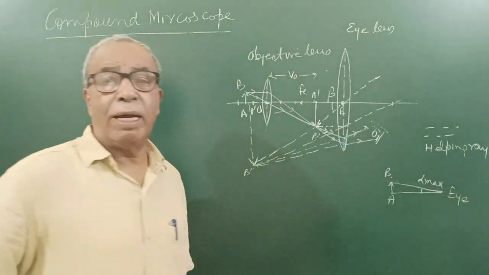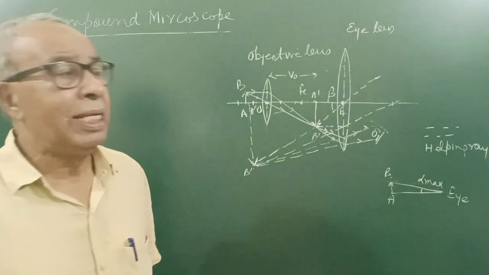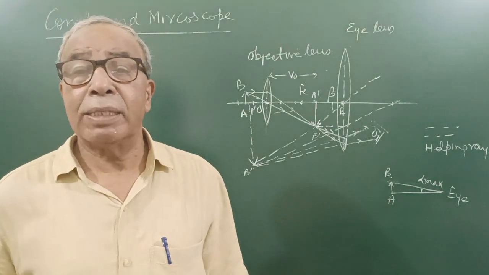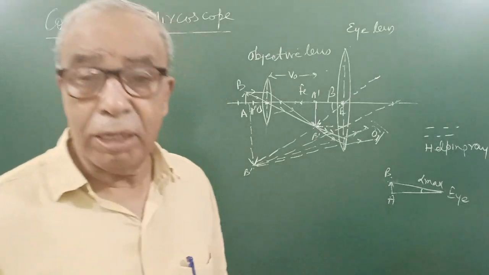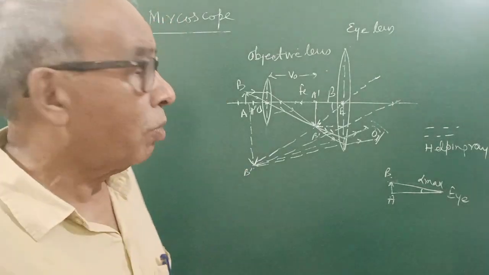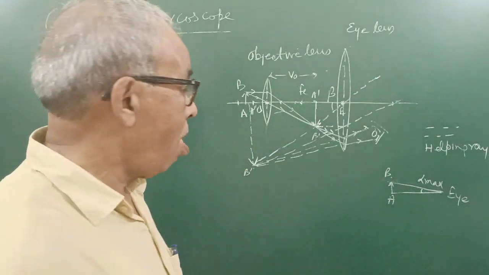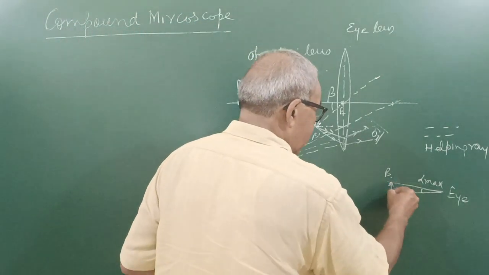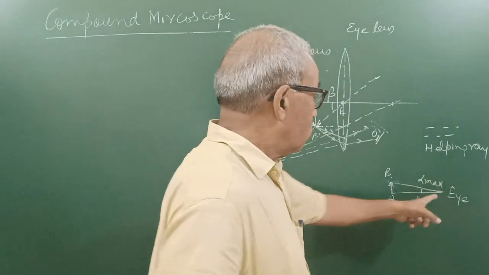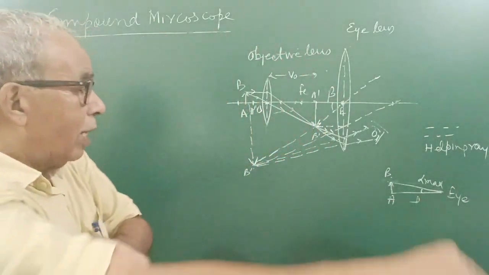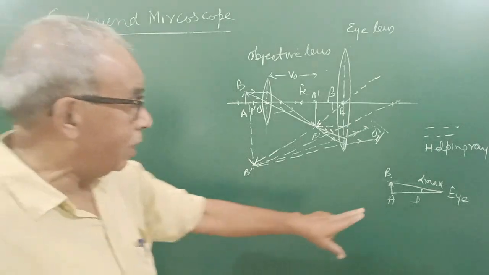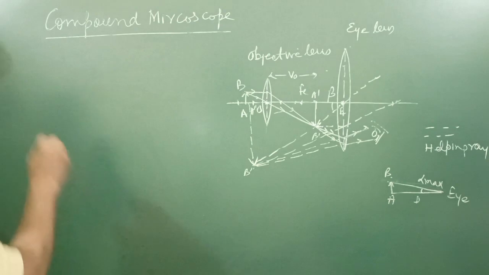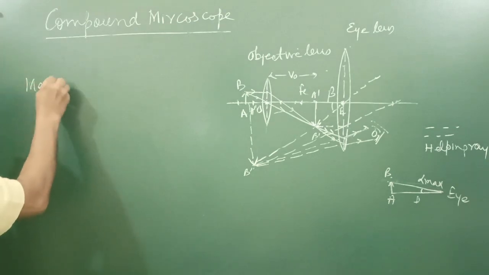While starting microscope, I told you visual angle. It is a visual angle which makes the object appear smaller or larger. Small objects cannot be seen by naked eye, but we assume that object AB is placed at distance d. So angle subtended by object AB on eye is alpha maximum because it is placed at d. Now magnifying power of compound microscope. This is an important thing.